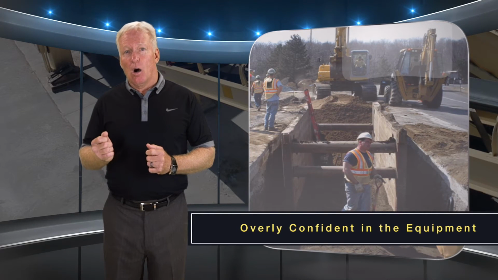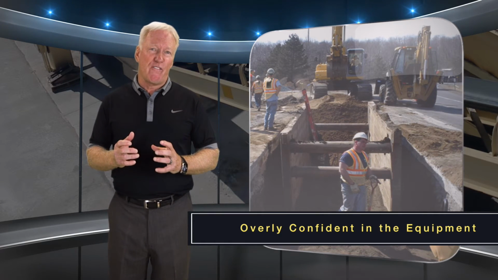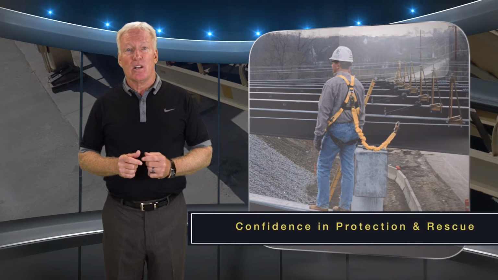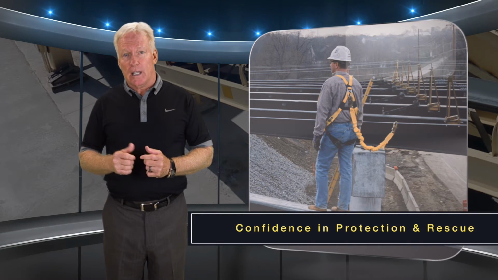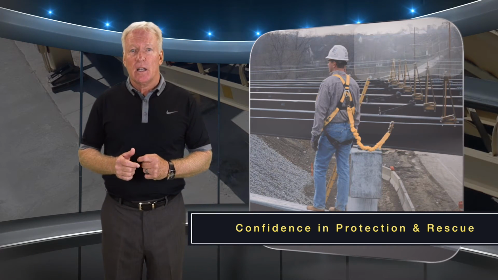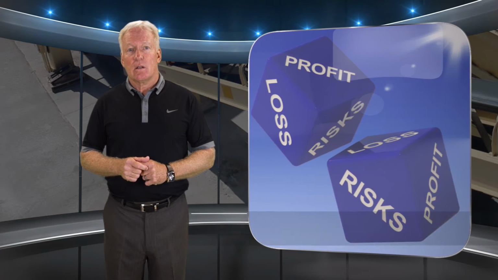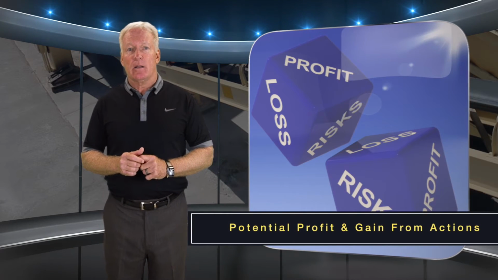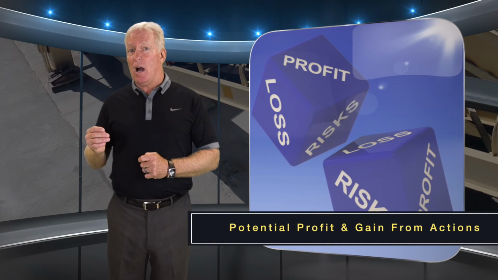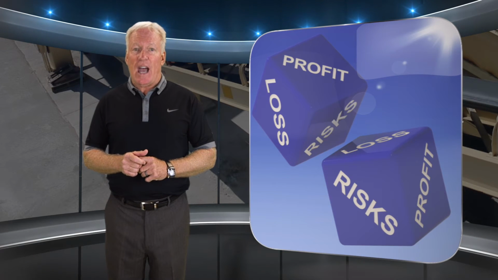And number 7, overly confident in the equipment. And this is excessive trust that the equipment will always perform as designed and will never fail. Number 8, confidence in the protection and the rescue. Again, this is believing that our safety equipment will protect us, or the rescue will be immediate if we do get in trouble, so the acceptance of risk is increased. Number 9 is potential profit and gain from our action. This is believing that a person or a corporation will accept a higher level of risk if there's a substantial profit or personal gain for the risk action.